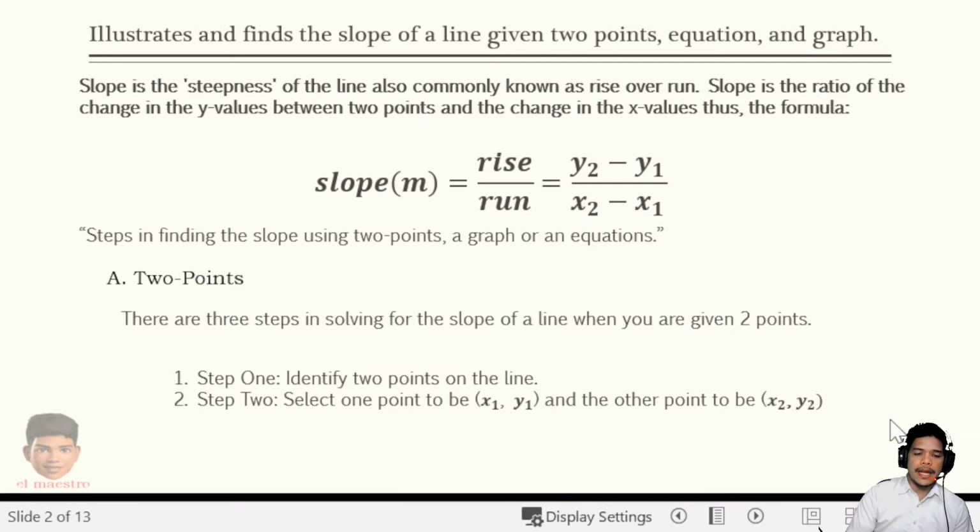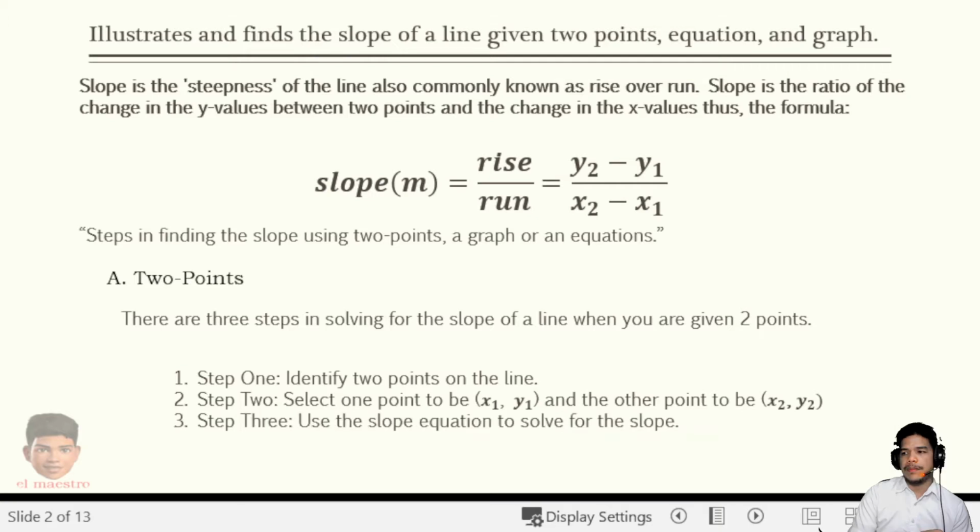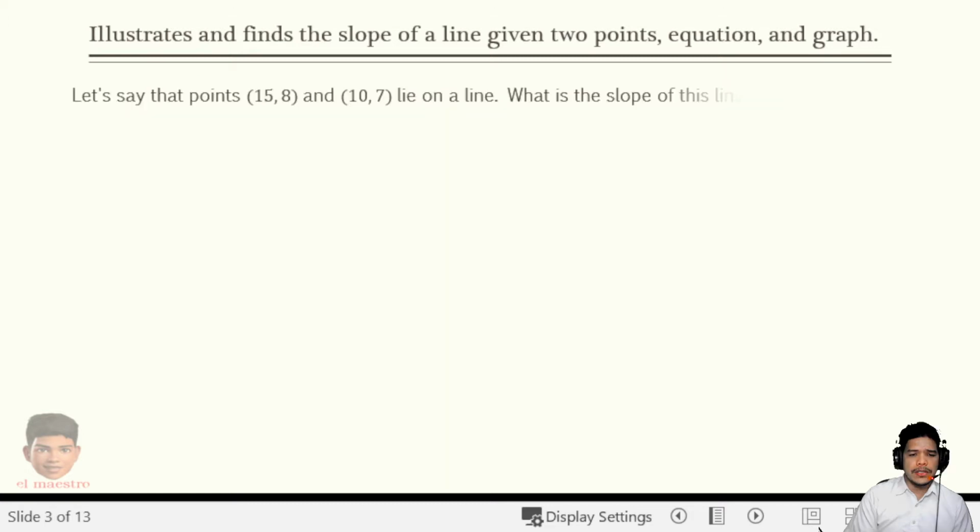After identifying or selecting the points, we are now going to use the formula of the slope of the line. So these are just the 3 steps that we need. Let's apply these rules. Let's have an example. Let's say that the points (15, 8), our first ordered pair, and (10, 7) lie on the line. What is the slope of the line?